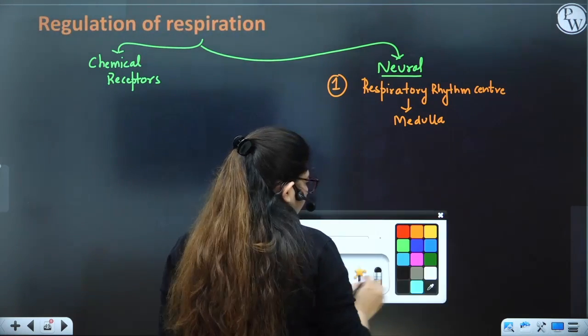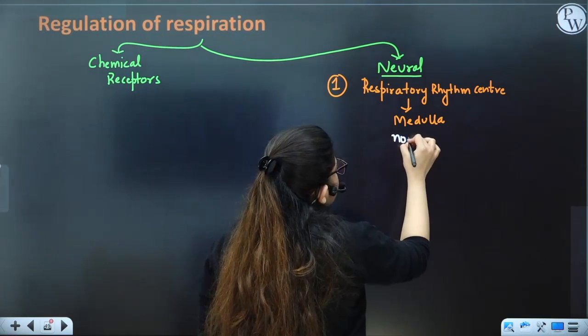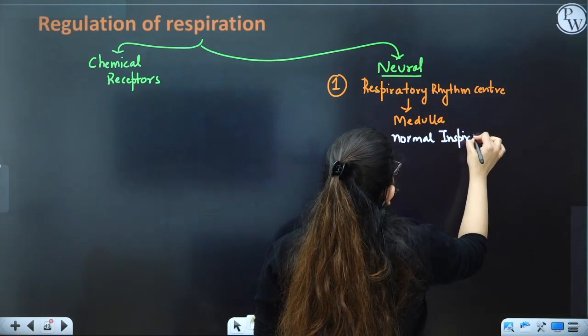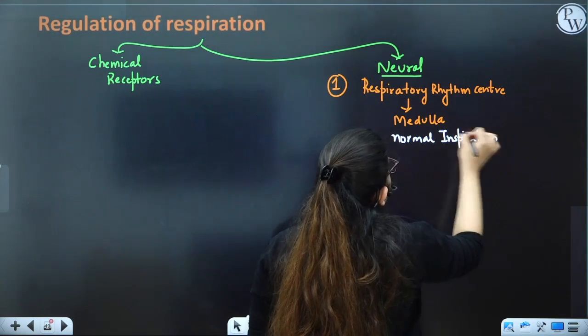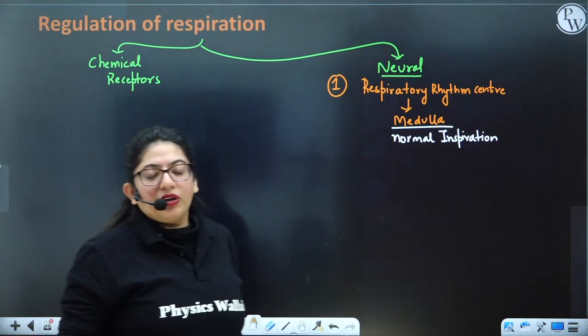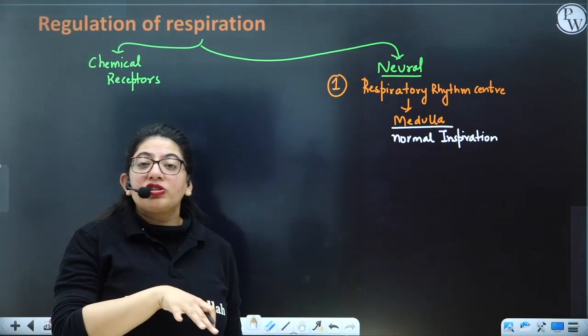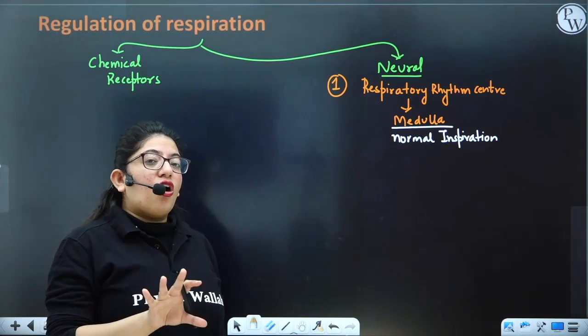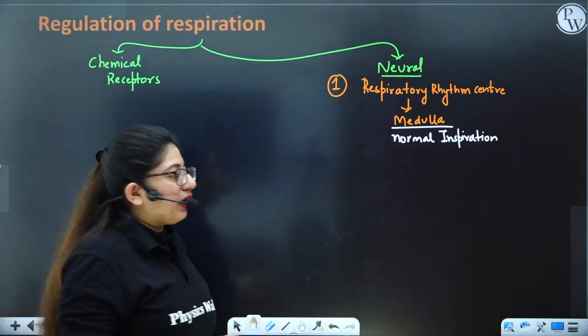In the medulla, it helps in normal inspiration. Whatever you are doing right now, it is all under the control of the medulla. You are breathing in, you are breathing out. For how much time you will inspire, for how much time you will expire, it is all under the control of the medulla.